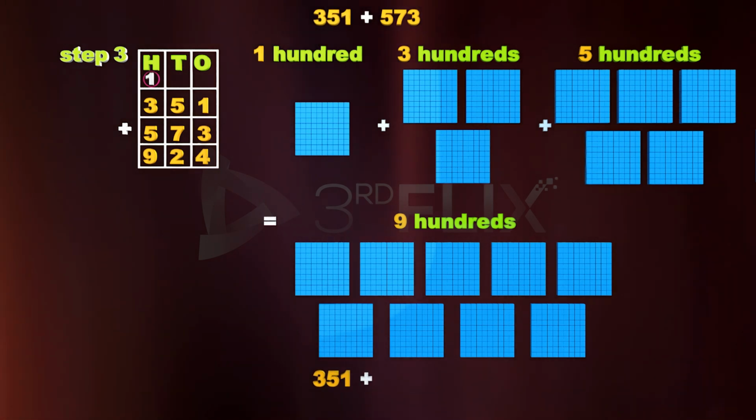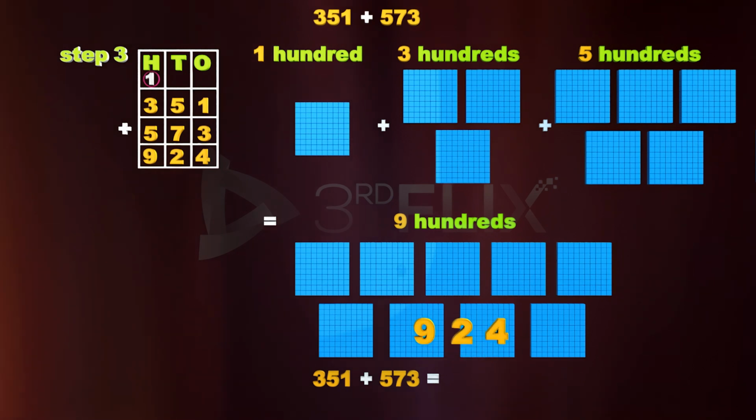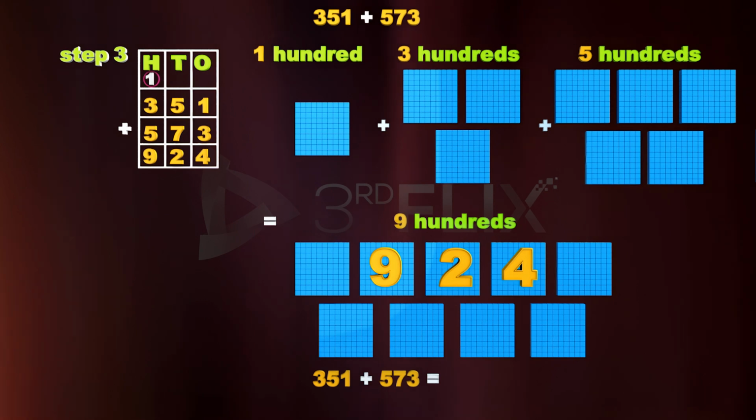351 plus 573 is equal to 924. 924 children attended the picnic.